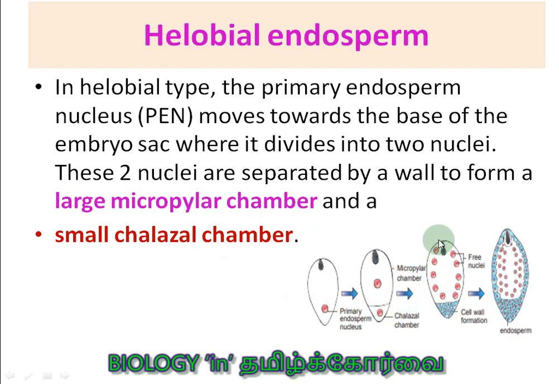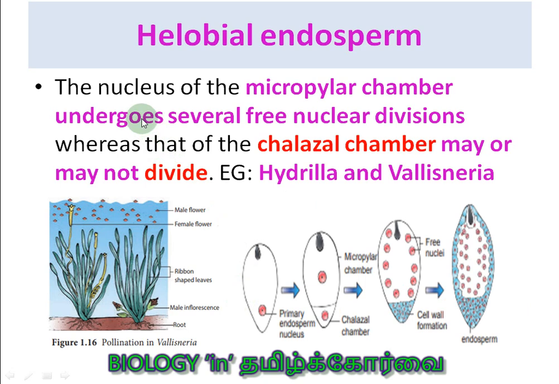In the micropylar side, you can see the nuclei continuously divide. It gives the appearance of nuclear endosperm. On the chalazal side, you can see cell wall formation take place. So it gives the appearance of cellular endosperm. Now you see the micropylar chamber undergoes several free nuclear divisions, whereas the chalazal chamber may or may not divide. So here one more option is given, you see, may or may not.